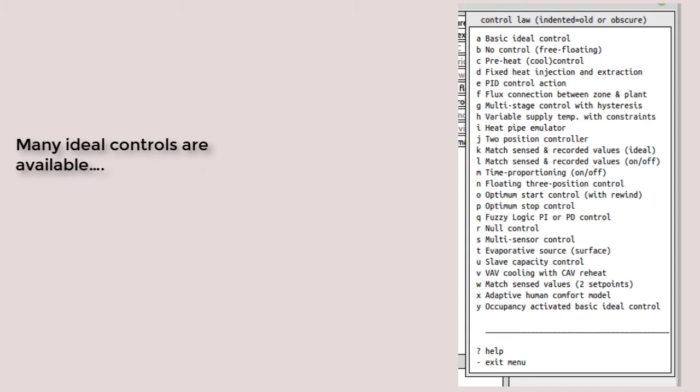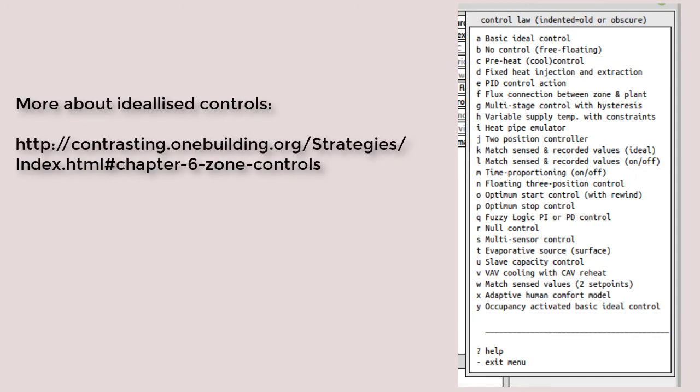There are a range of control laws available. Some are abstract, and some reflect specific characteristics of equipment. For example, some have limits on how often they cycle. The PI or PID controller can mimic poorly tuned controls. And the many issues with master-slave controls can also be explored. More information about idealized controls can be found in the link shown.